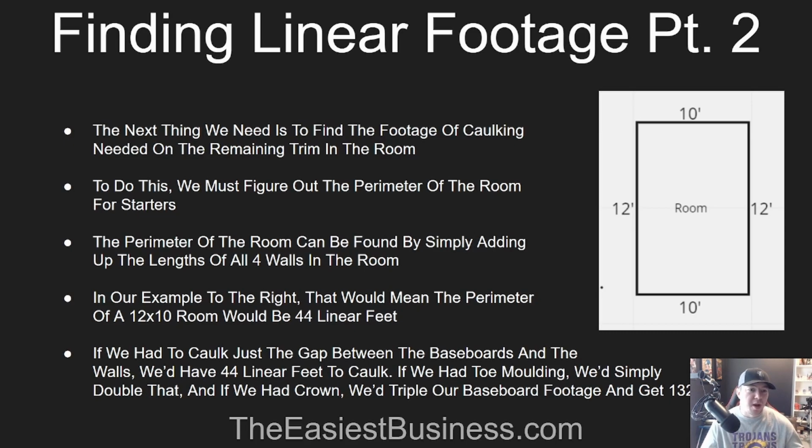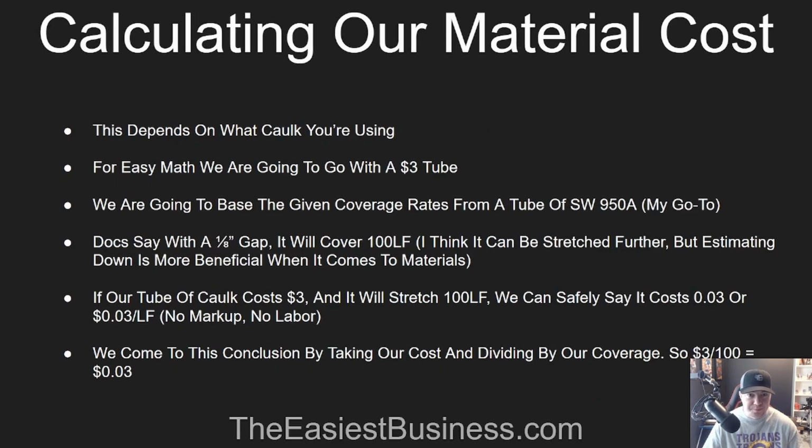And then if we had crown, we just triple our base number of 44 and get 132 linear feet, because the crown is going to have to be caulked as well. And you're actually going to have to quadruple your number, because the crown is going to have to be caulked on the top and the bottom side. I did not think about that when I was making these slides. So don't omit that. You're going to have to quadruple your number in the example.